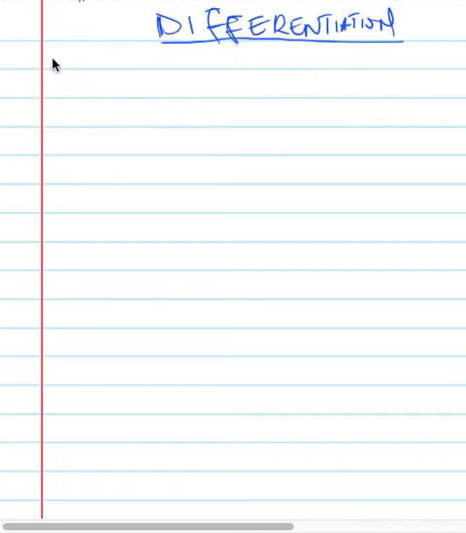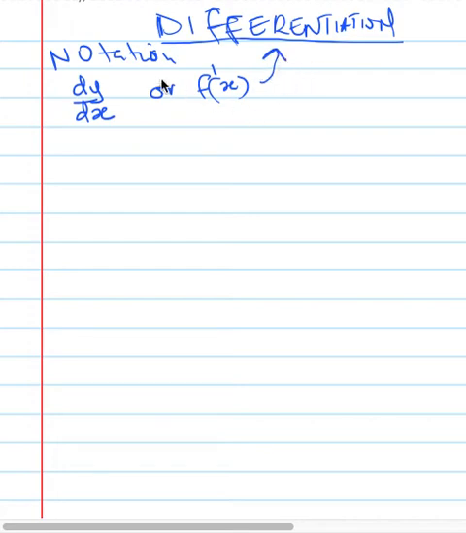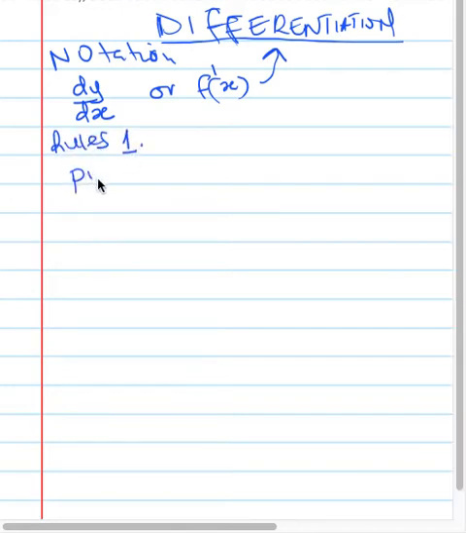Okay, so let's start with notation. How is this word represented in math or in science? So instead of writing differentiation, we can write this, or we can write this. These two symbols mean this word, differentiation. Okay, so let's start with the rules. The first rule is called the power rule. How do we deal with powers when we are differentiating?